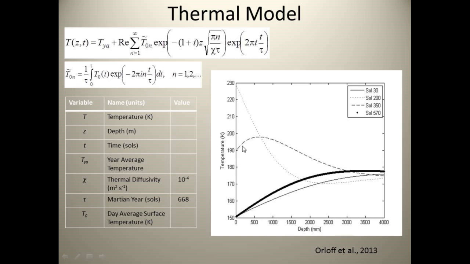And what we see are these different isochrons. And at different times of the year, this time here, Sol 570, and this time here, Sol 30, are two different times during the winter. And this is the period of time where you might expect the contraction of the ground to occur. So the difference between these two isochrons represents the change that occurred while the boulders might have been locked in place.